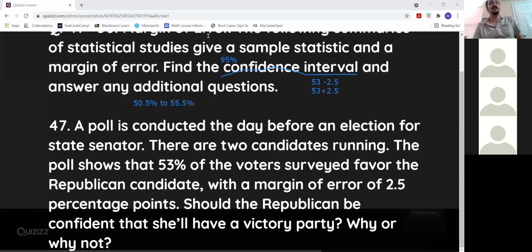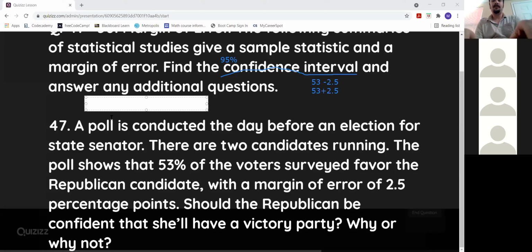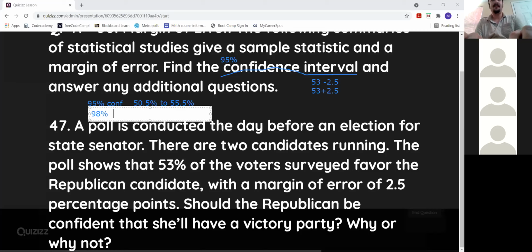If we had a 98% confidence interval, it would be a larger interval because you're talking about more people. If you had a smaller confidence, it would be a smaller interval. So you get this trade-off between accuracy and how confident you are. Let's say this was the 95% confidence, something like 50.5 to 55.5. But if I wanted more confidence, I would have to sacrifice a little accuracy on my interval.